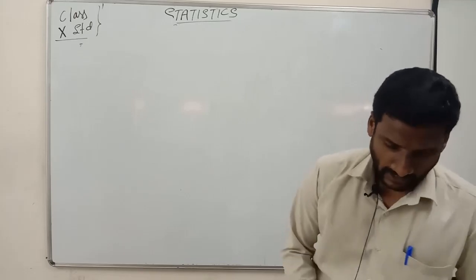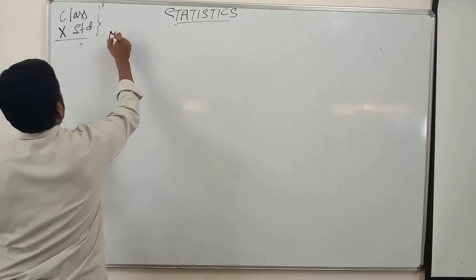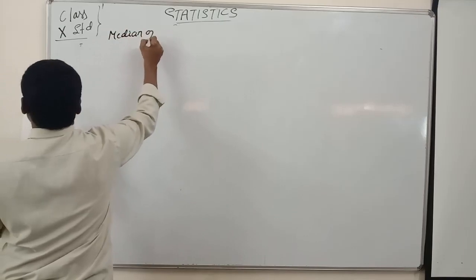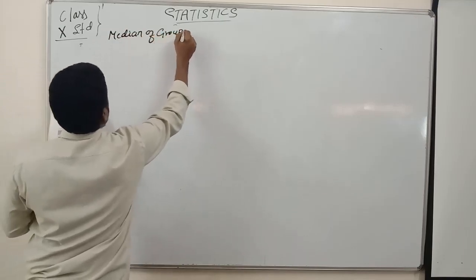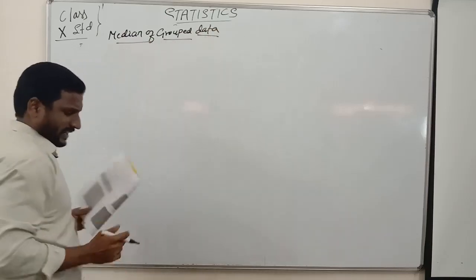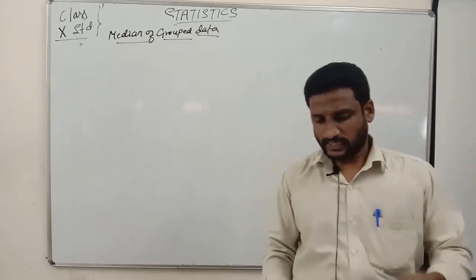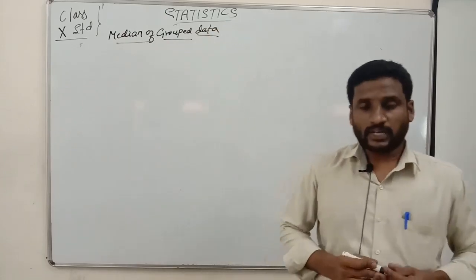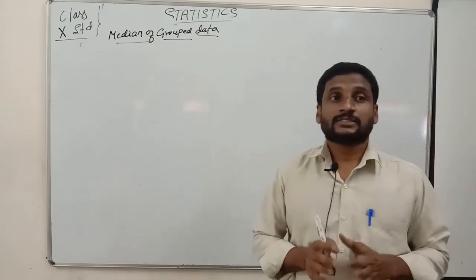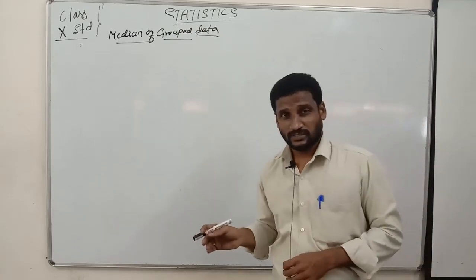So, median of grouped data. Next, median of grouped data. Median means the middlemost number. What is the middlemost number of the grouped data? That is the median here. Suppose it is ungrouped data, how to calculate it, and for grouped data, how to calculate the median. Ungrouped data means without class intervals.